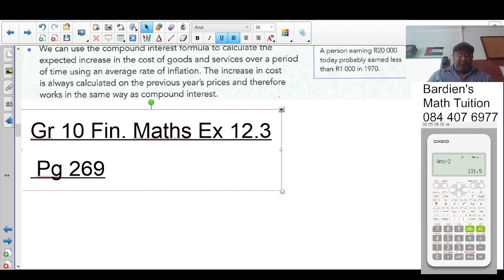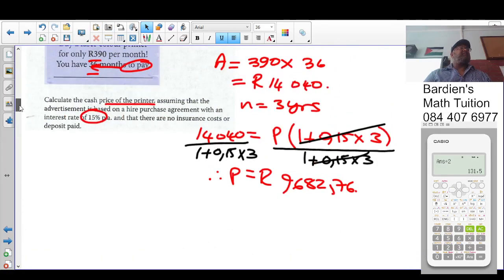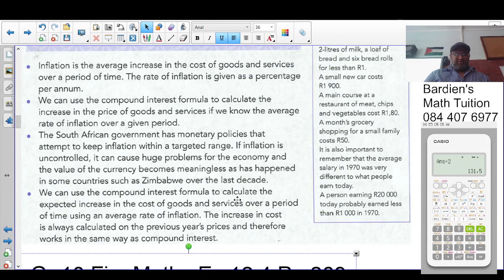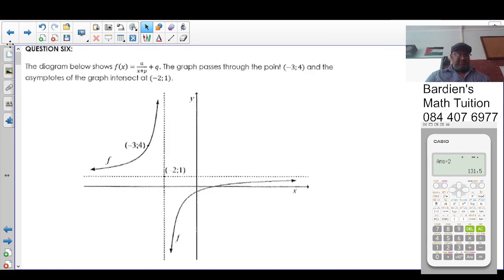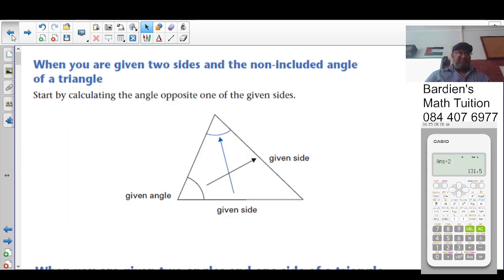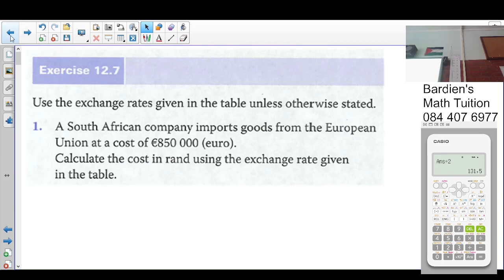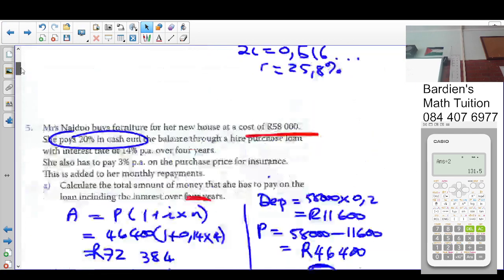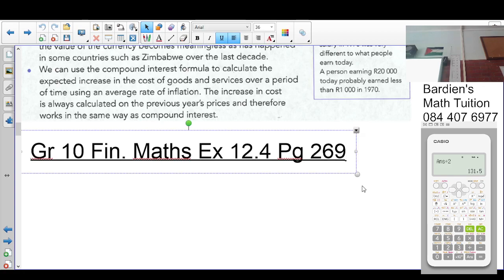Is this for exercise 12.4 now? Yes. 271. Okay, just hang on. It's 270.